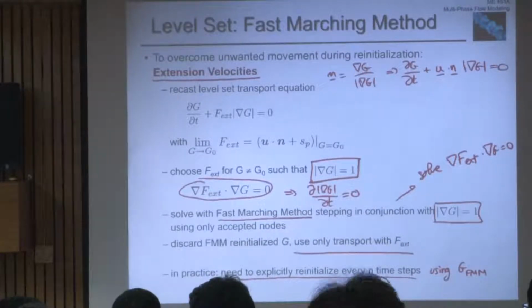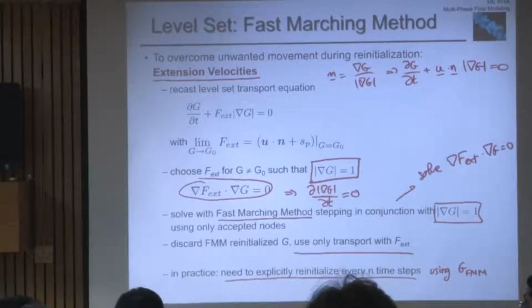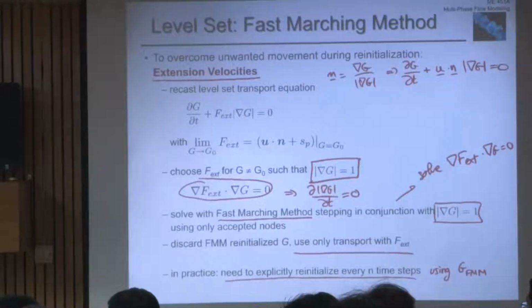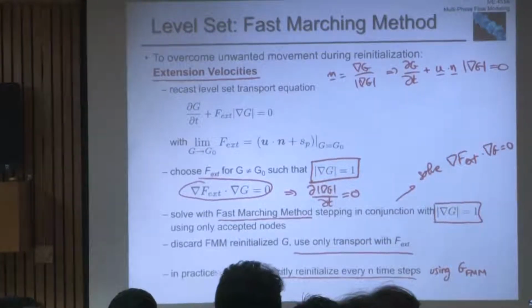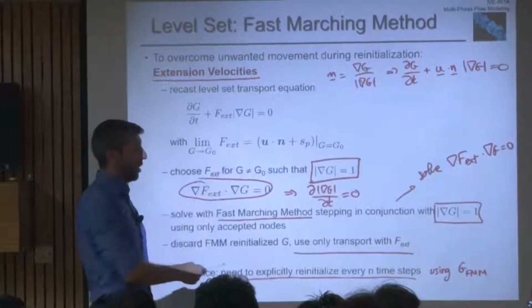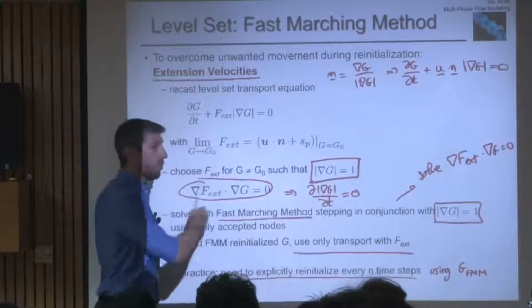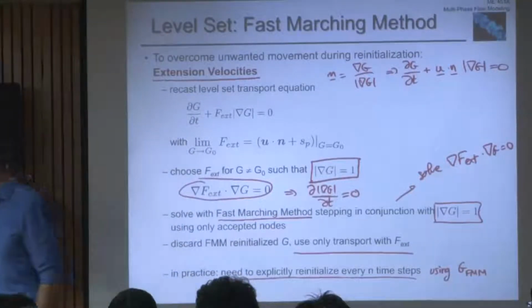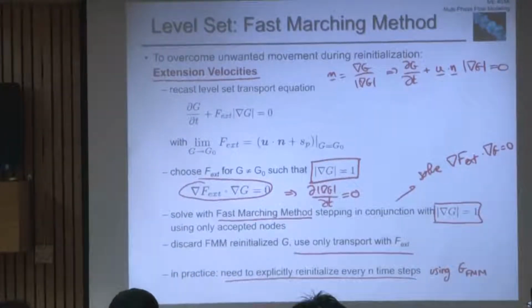Does it make sense? Everyone sees how if you extend the velocity radially outward as a constant, then you don't deform anymore. And you just take the gradient of that equation, magnitude of the gradient of that equation, and you'll find directly zero because of that property. Okay.